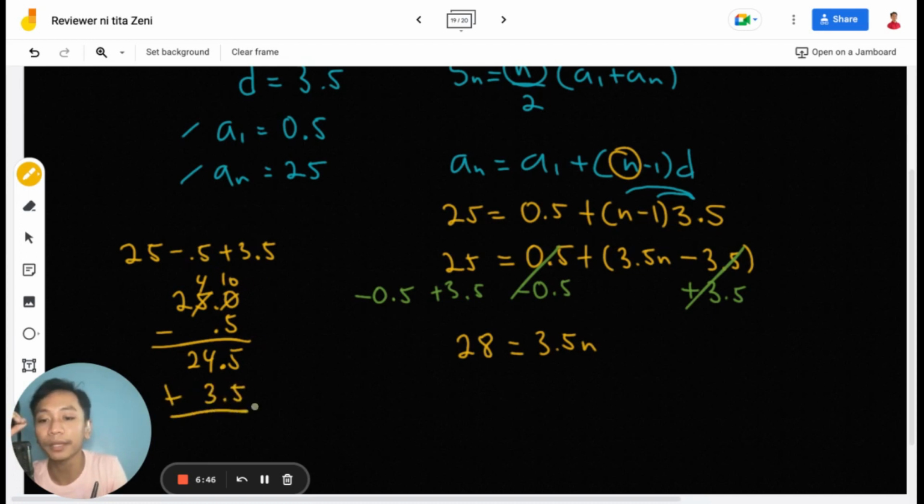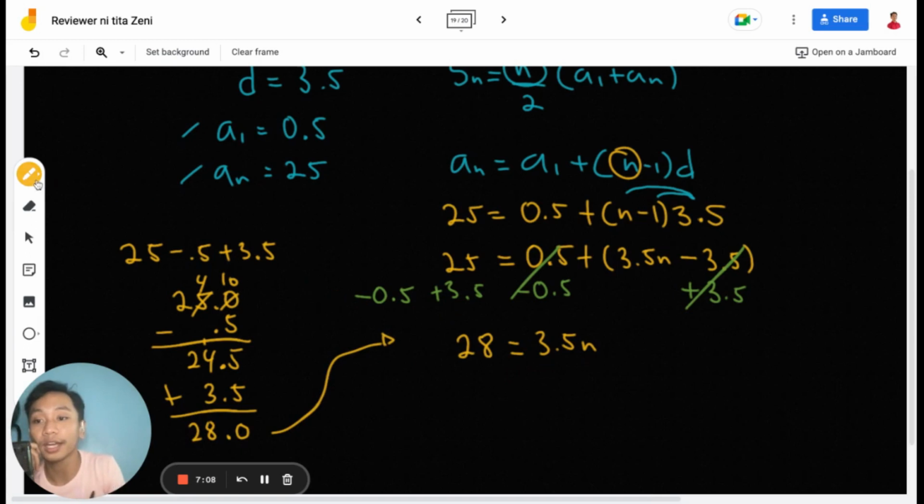Tsaka mo i-add yung 3.5. And again, pantay-pantay lang. So this is 0.5 plus 0.5. Magiging isang buo na yan. 10. Carry over na natin dito. Whole number na yun. Magiging isang buo. 1 plus 4 is 5 plus 3 is 8. And you bring down 2. Yun. Kaya siya 28. Now, 28 is equal to 3.5 times n.